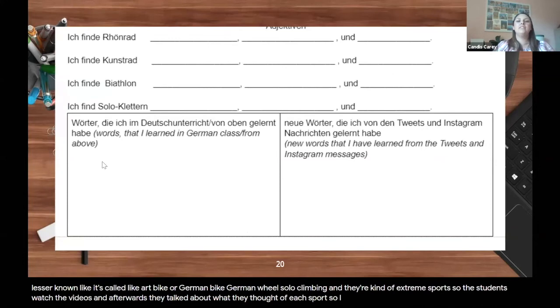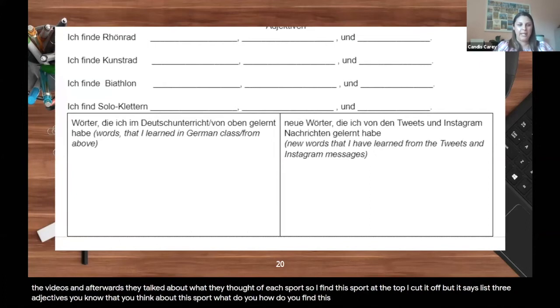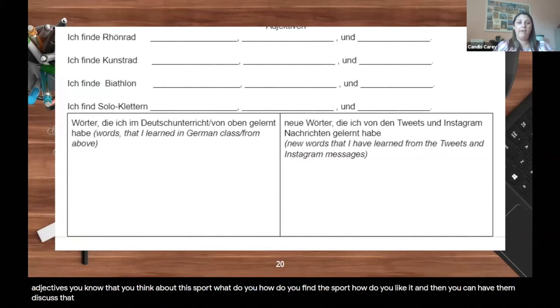So I find this sport. At the top, I cut it off, but it says list 3 adjectives that you think about the sport. How do you find the sport? How do you like it? And then you can have them discuss that with a partner and try to find someone else who has similar ideas to them or totally opposite ideas to them.